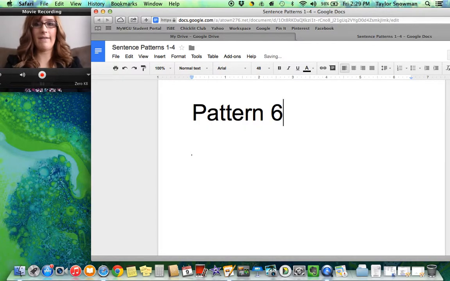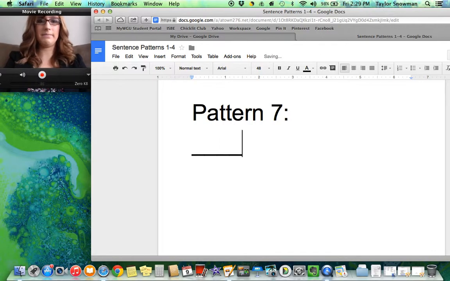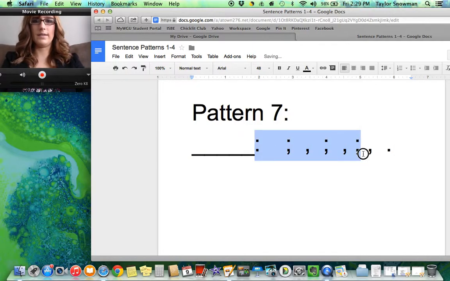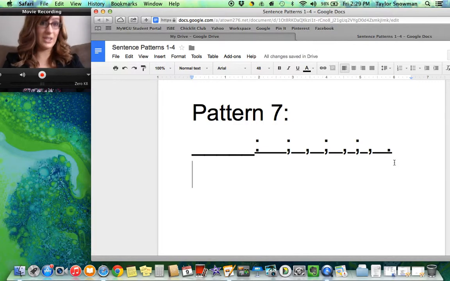So, pattern 7. Pattern 7 is the one that looks the most complicated. So we have this, we have a colon, and then it would be semicolon, comma, semicolon, comma, semicolon, comma, period. And all this is still underlined, it's one thought. So let me show you an example of this because it's really not as complicated as that looks.